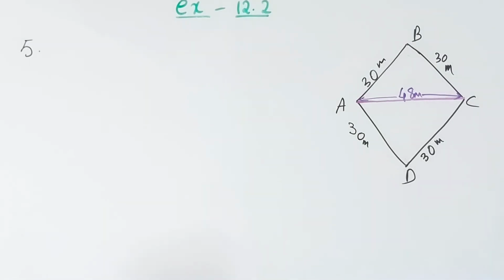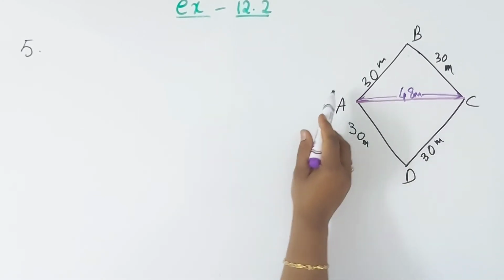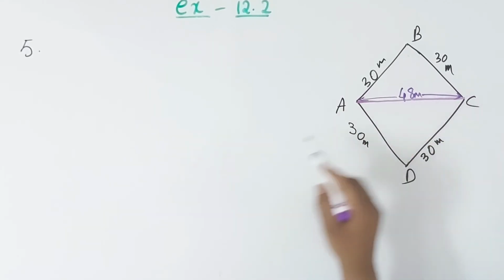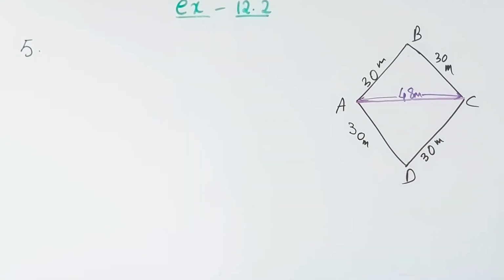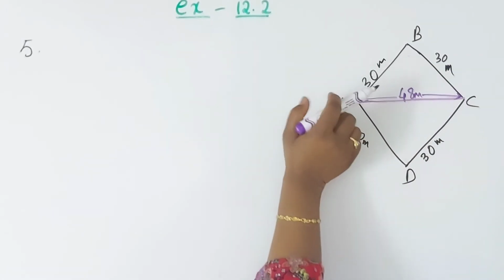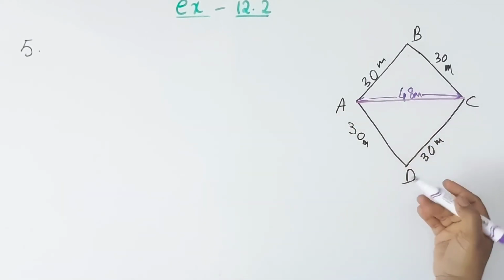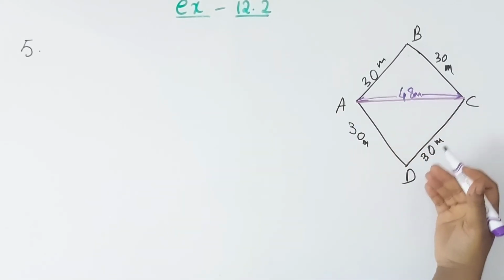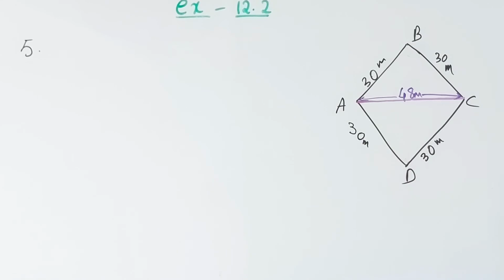Fifth question children. A rhombus shaped field has green grass for 18 cows to graze. If each side of the rhombus is 30 meter and its longer diagonal is 48 meter, how much area of grass fields will each cow be getting? Right children? That means we need the full area of this figure. If you see this figure, you can see two triangles in that. That means you can find out one triangle area and double of it. 2 into that triangle area, you will get this rhombus shaped field area.